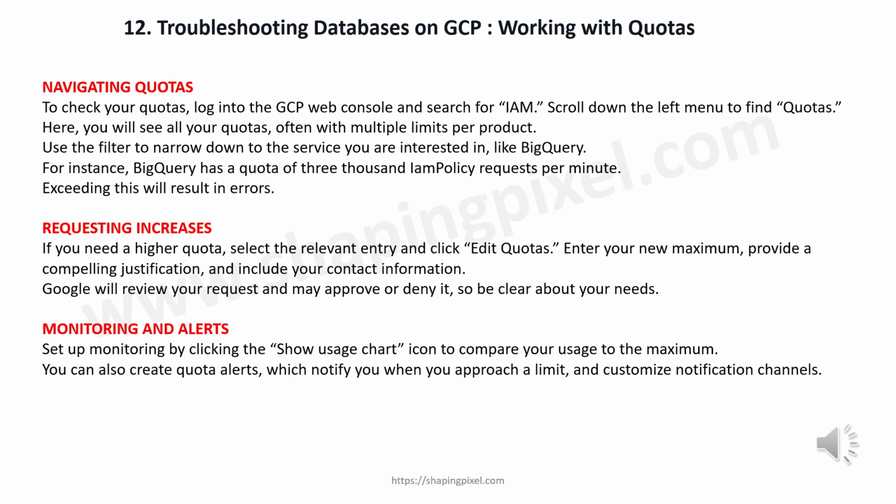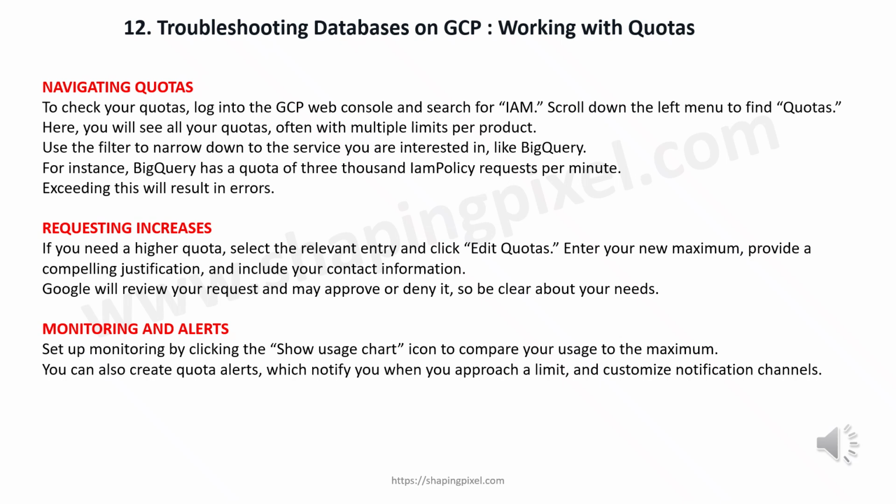Google Cloud Platform, or GCP, enforces quotas to limit how you use their services. For example, Cloud Firestore allows only 200 composite indexes per database. Knowing these limits is crucial for smooth operations. To check your quotas, log in to the GCP Web Console and search for IAM. Scroll down the left menu to find Quotas.